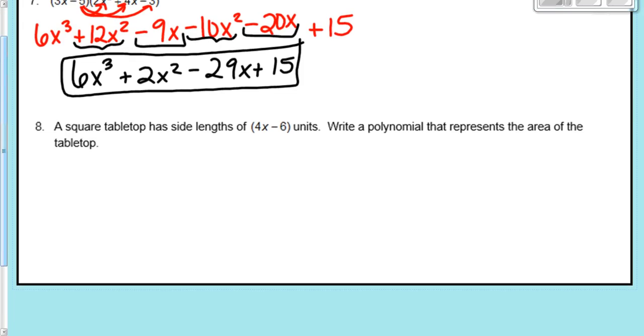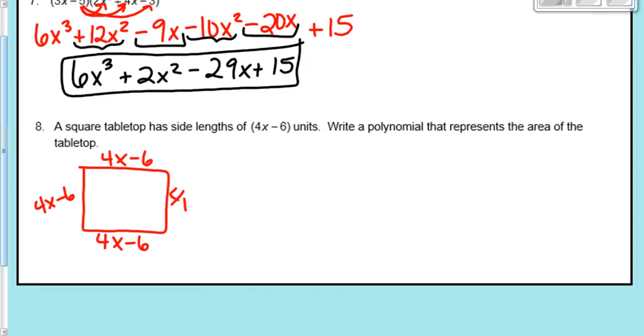All right, number 8. A square tabletop has side lengths of 4x minus 6. Before I even move on, I'm going to draw a square. Okay, side lengths of 4x minus 6. Because it's a square, I know that they are all 4x minus 6, right? And because we might have to do perimeter, you might as well label all of them. So it says write a polynomial that represents the area, okay?